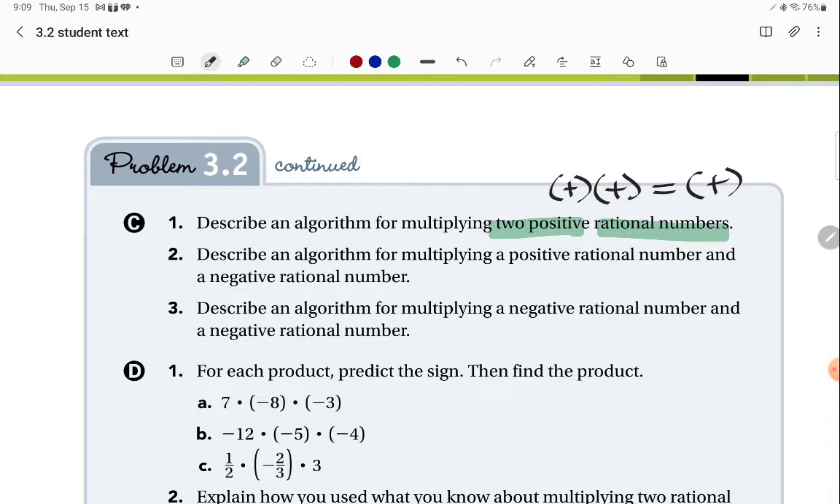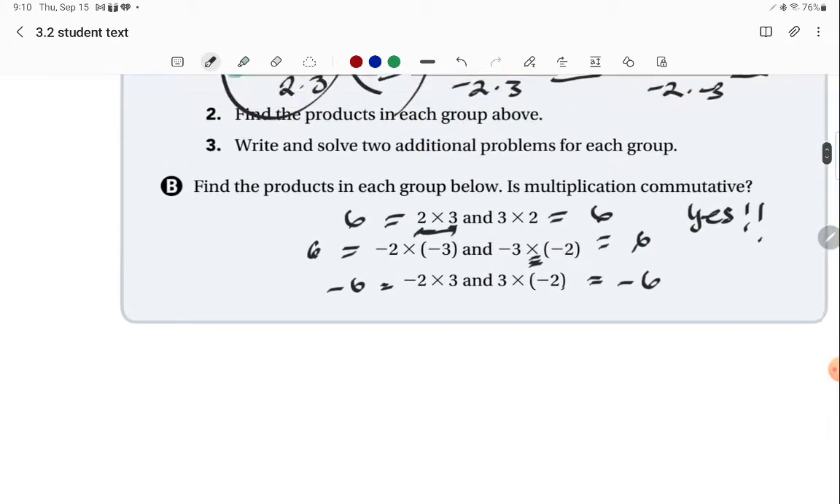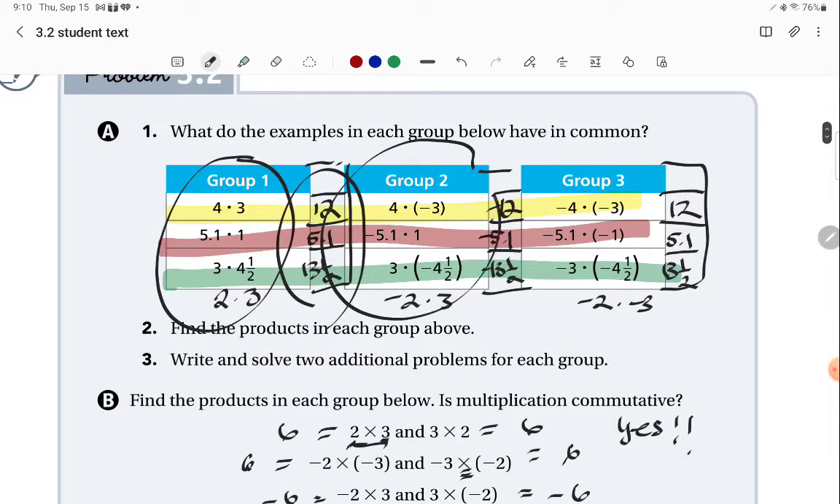Okay, so hopefully you did these already on your own. Again, we're writing them out in words because mathematics is a language that we have to understand to speak it and to write it well. So 2 says, describe an algorithm for multiplying a positive rational number and a negative rational number. That would be like column 2 up here, group 2. One of these was positive, one was negative, and when we multiplied those, our product was always negative.